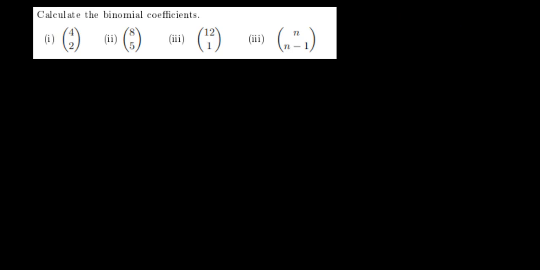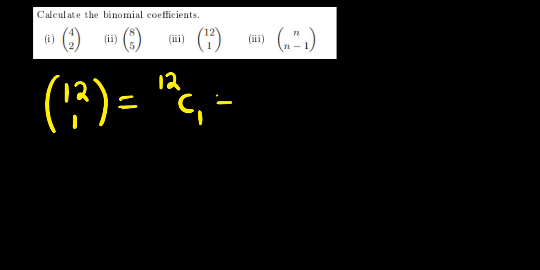Now we've got 12 combination 1. Okay, this is just the same as 12 choose or combination 1, which is just equivalent to 12 factorial over 12 minus 1, that is 11. Okay, so we have 11 factorial multiplied by 1 factorial.